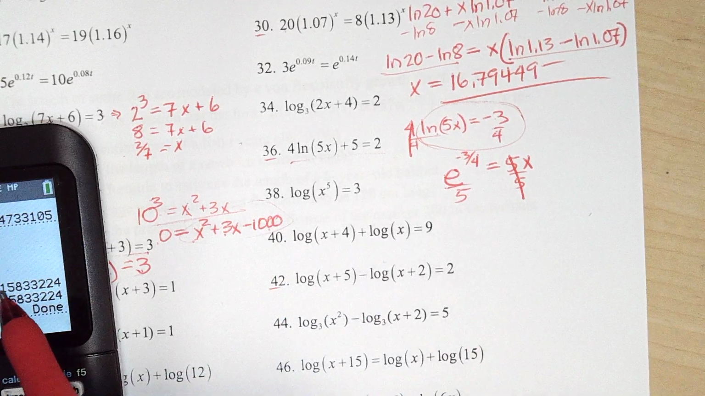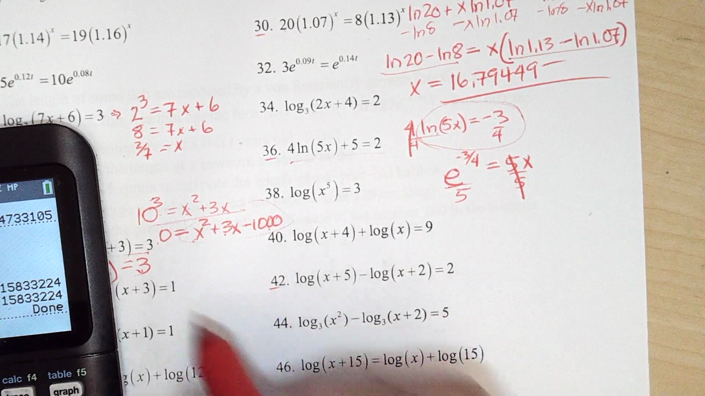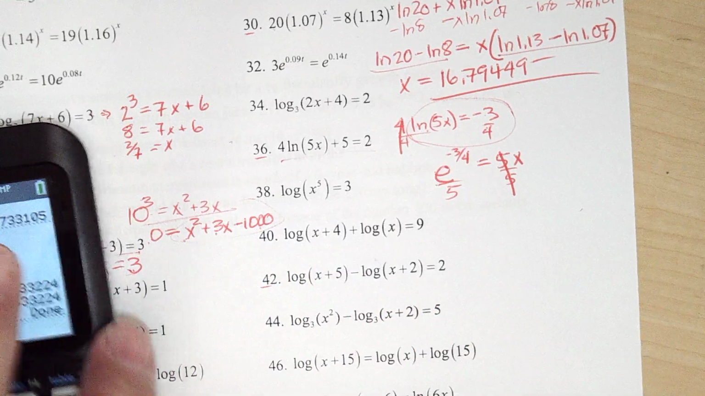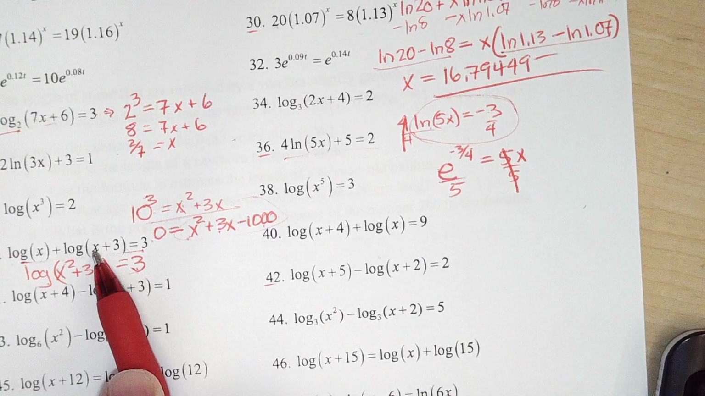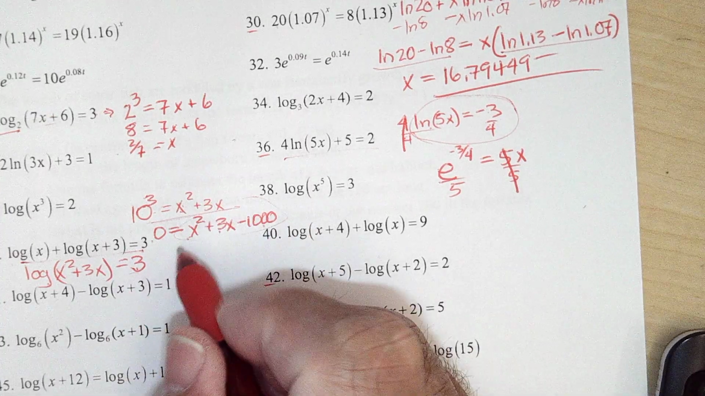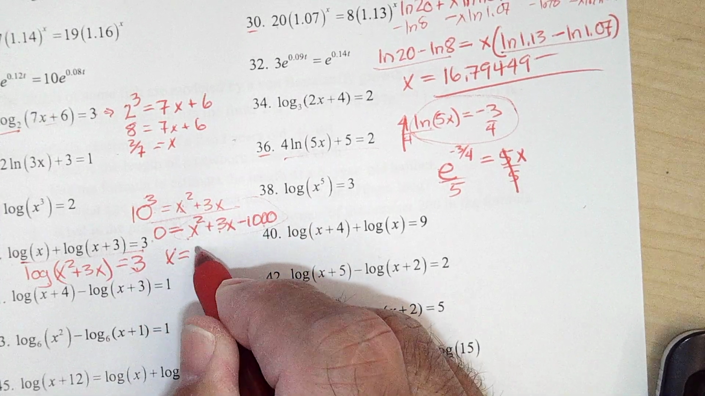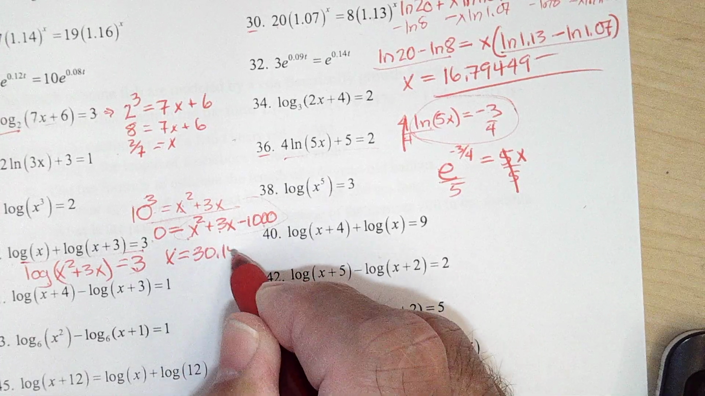Anyway, I got 2 possible answers, 30.158 and negative 33.158. I can't do logs of negatives, so the negative 33.158 doesn't work, and so the only answer for x is 30.158.